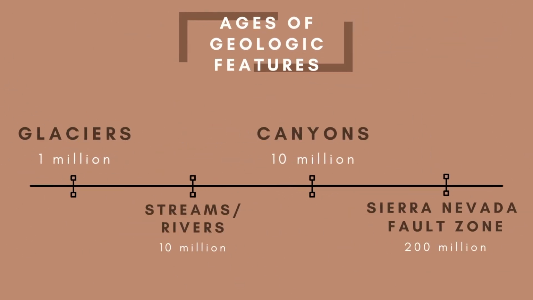Going from youngest to oldest, glaciers were formed around 1 million years ago, streams, rivers, and canyons were around 10 million years ago, and the Sierra Nevada Fault Zone was formed 200 million years ago. I will go into the names of these features through the geologic map.